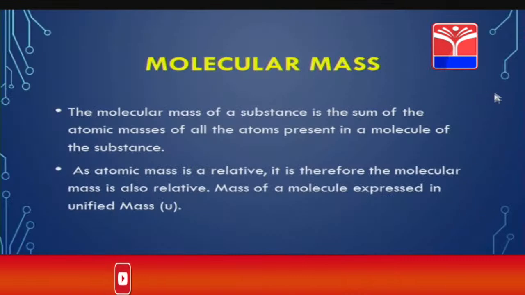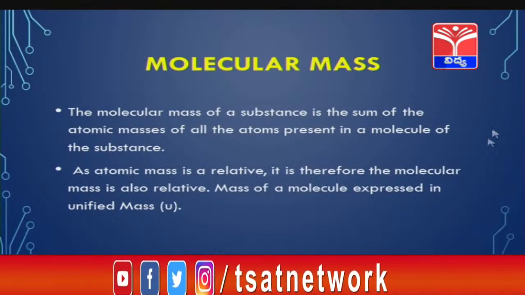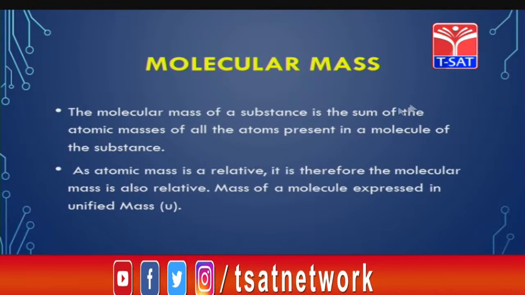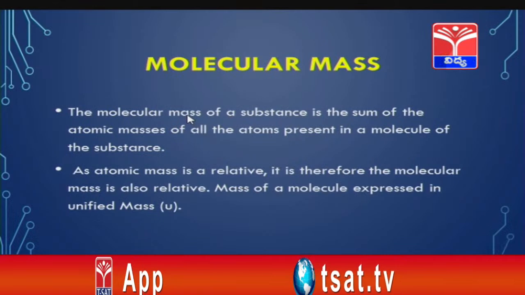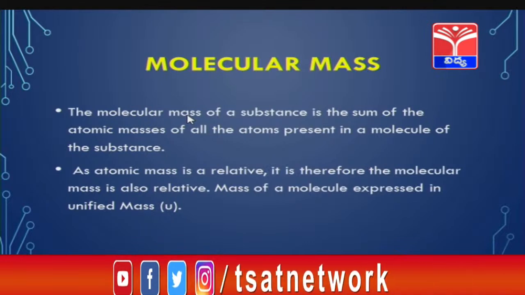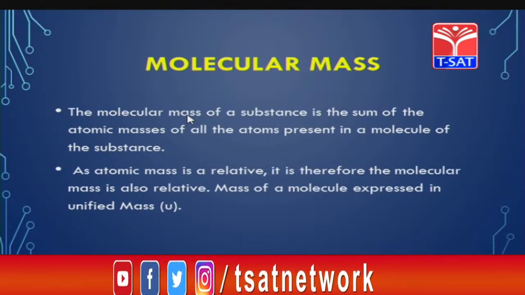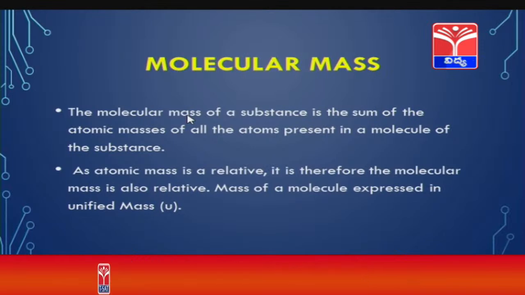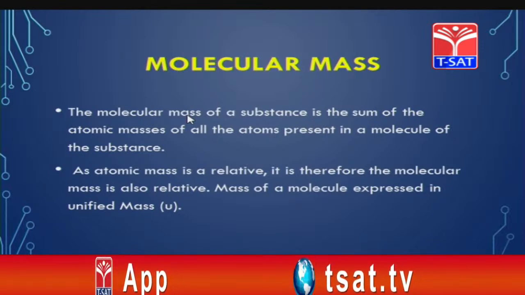Now, what is molecular mass? We know that a molecule is formed by the combination of different atoms. So, the atomic masses of different atoms added together give us the molecular mass. Let us define molecular mass, children. The molecular mass of a substance is the sum of atomic masses of all the atoms present in a molecule of the substance. As atomic mass is relative, the molecular mass is also relative. So, the mass of a molecule is expressed in unified mass u.